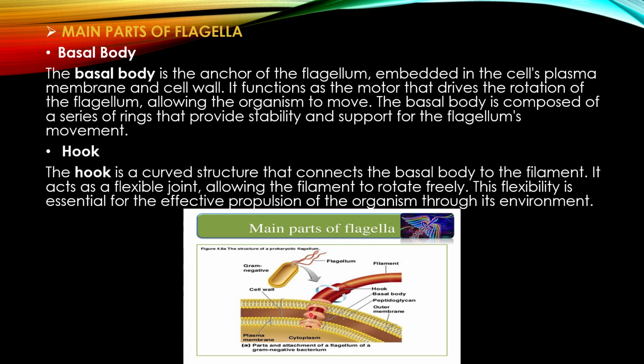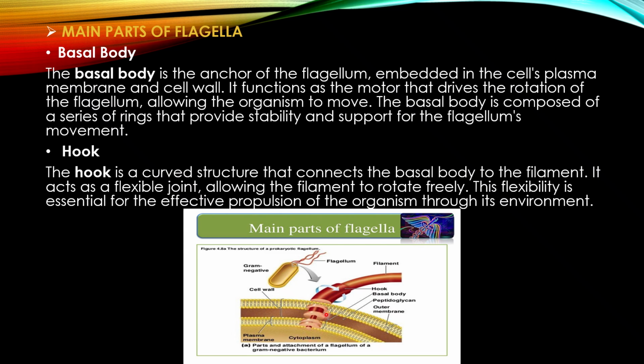Flagella mainly contain three main parts: basal body, hook and filament. As you can see in the picture, this part which is below is called the basal body. This part which you can see here is the hook, and the filament is a long hair-like structure which you can see from outside. So this is how the flagella looks, and these are the main parts. We'll study them one by one.